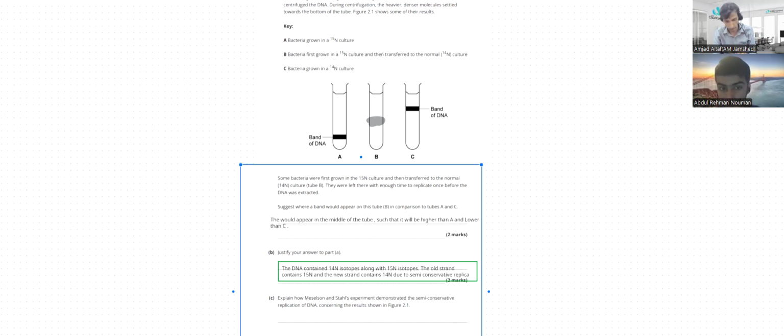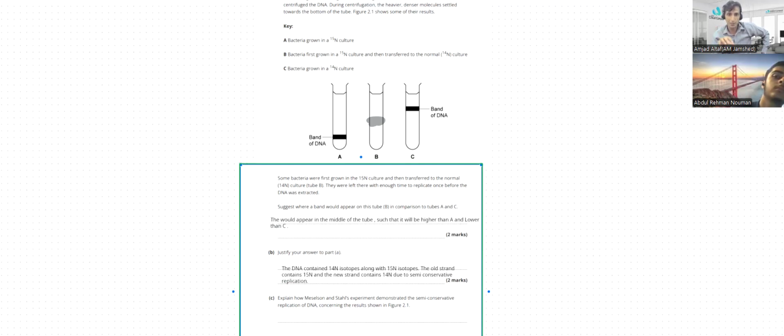Done. Getting, Abdul? Okay, then after section C, we need to explain how Meselson and Stahl's experiment demonstrated the semi-conservative replication of DNA, concerning the results shown in your figure 2.1. We can relate this with the previous in order to justify it. It's a 5 mark question, so definitely you need some detail here as well. So let's start to write the answer of this question.